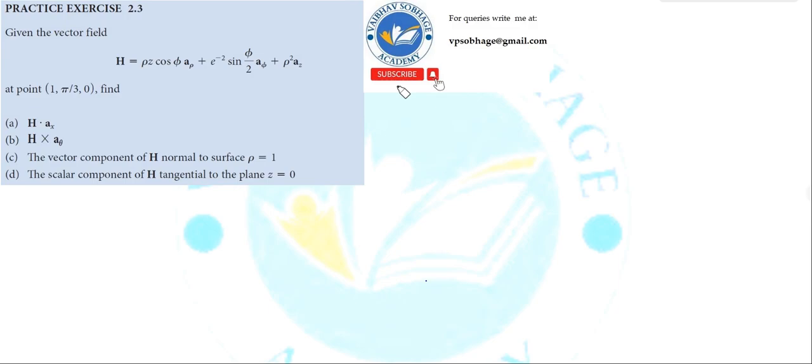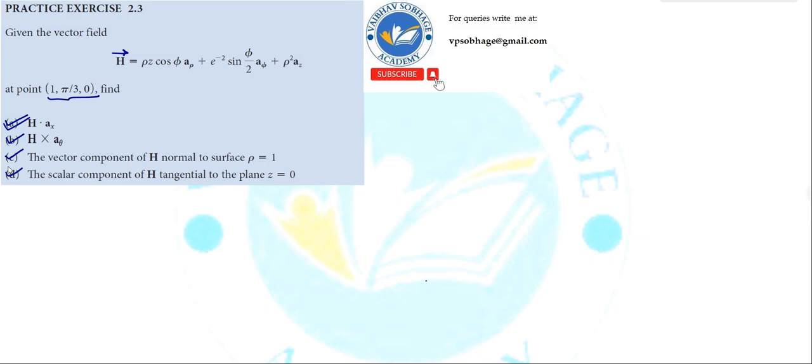Okay, so we will start with what is given to us and what is to be done within this numerical. Very firstly, we are given some vector H, which is expressed in the cylindrical coordinate system, since we have rho, phi and z over here. We have to find the dot product between that vector H and a_x at the point (1, pi/3, 0). Then we have to find the cross product between vector H and a_theta. Next, we are going to find the scalar as well as the vector component of that vector H.